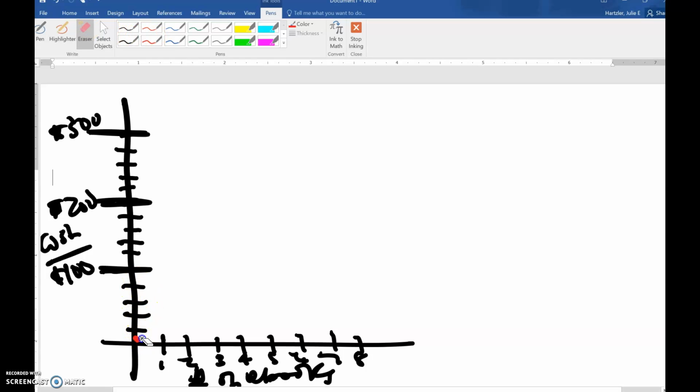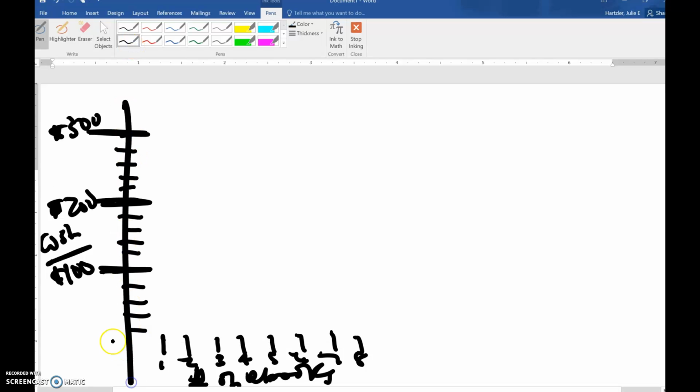So I don't know why that graph, but oh boy, that's not good. Technology is not my friend today.